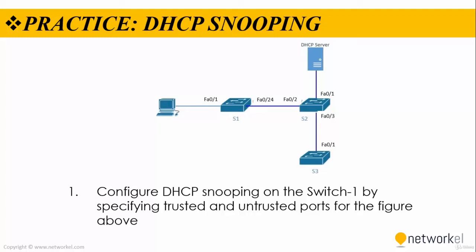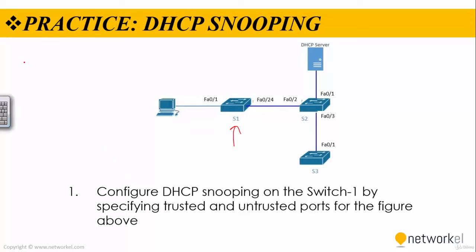In our next section, we are going to make a practice lab example on the Packet Tracer about DHCP snooping. We just have one step to accomplish, and it's asking us to configure DHCP snooping on Switch 1 by specifying the trusted and untrusted ports for the figure above.